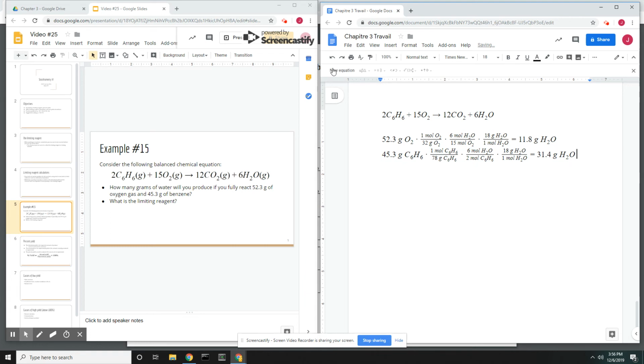All right, so I'm just looking at my products, and so 11.8 is going to be lower than 31.4. That means I'm going to run out of oxygen first. So O2 is the limiting reagent, and the theoretical yield is 11.8 grams of water.